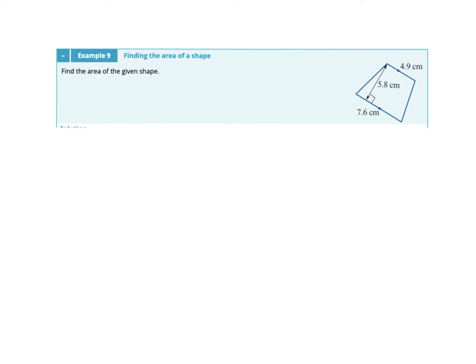Okay, with this one, they're asking us to find the area of the shape. You've got to have a look at the shape, and if you have a look at the back on your formula page, I reckon that this shape looks like a trapezoid. A trapezium, or they called it a trapezoid. Okay, so we are asked to find the area.